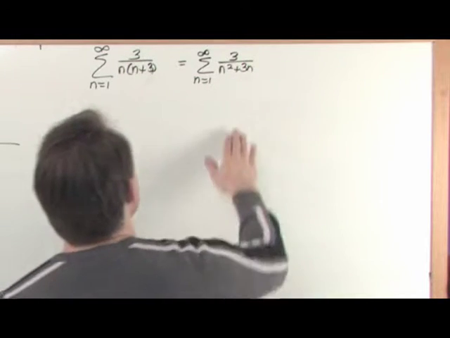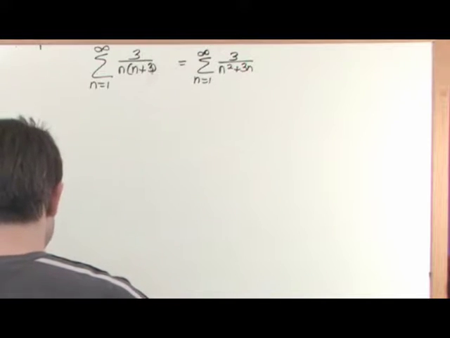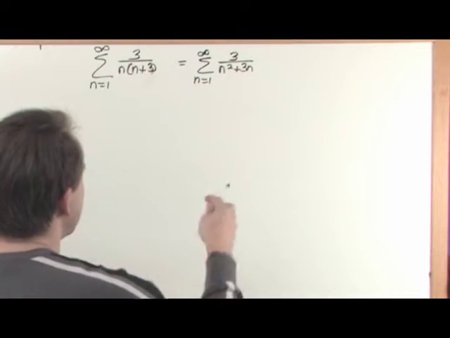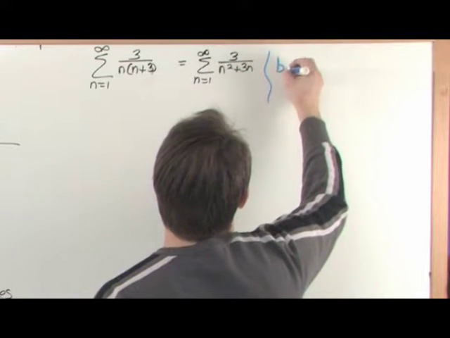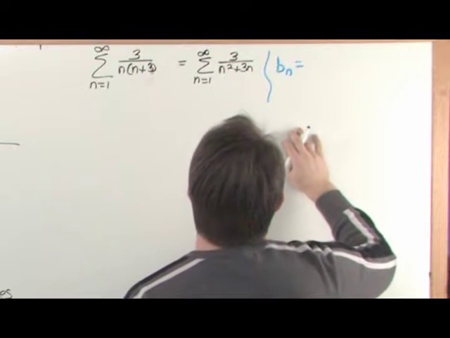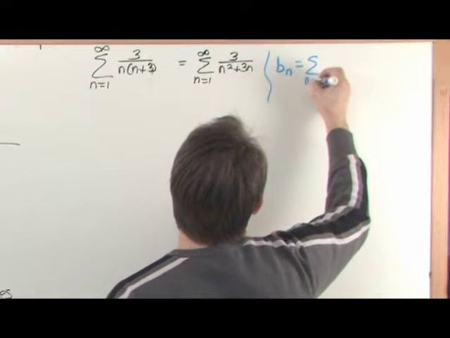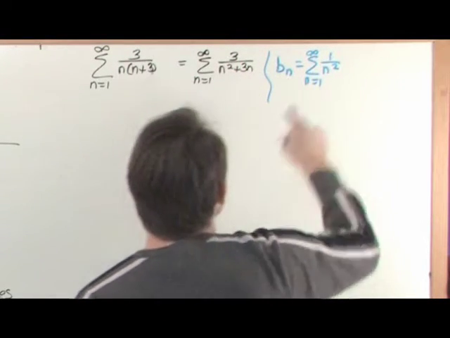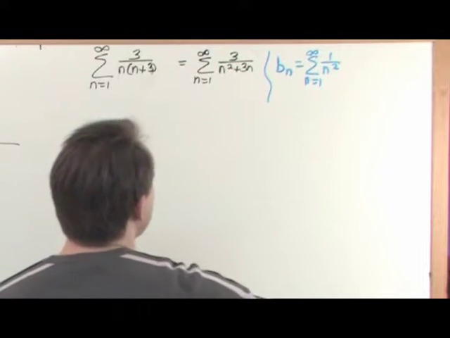My first instinct is just to compare it to 1 over n squared, because it's convenient and it looks like an easy way for me to see which terms are bigger than the others. So I can say that the b sub n series is equal to the sum from n equals 1 to infinity of 1 over n squared. Now, does that help me here? Can I figure out which terms are bigger?